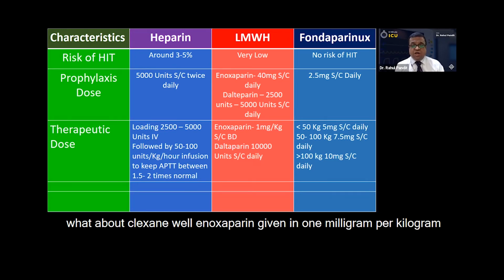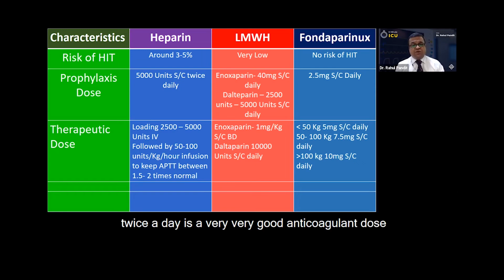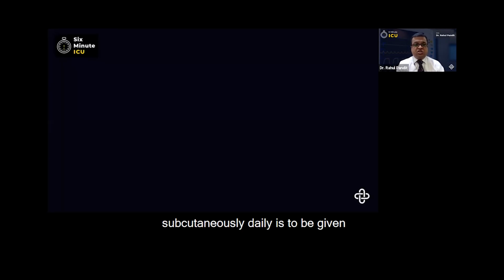What about Clexane? Well, enoxaparin given at 1 milligram per kilogram twice a day is a very, very good anticoagulant dose, and dalteparin 10,000 units subcutaneously daily. Whereas for fondaparinux, if you've got a patient less than 50 kgs, 5 milligrams; 50 to 100 kgs, 7.5 milligrams; and more than 100 kgs, 10 milligrams subcutaneously daily is to be given.